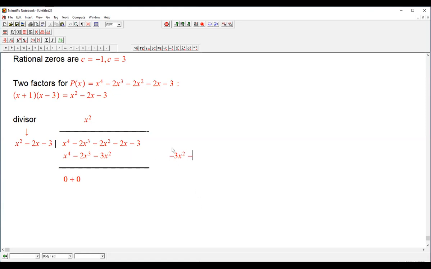Subtracting negative 2x squared minus negative 3x squared, so the top minus the bottom. That's what's going on in this step. So that's going to turn into negative 2x squared plus, so that's going to turn to plus, so that's going to make x squared. So x squared is going to be down here.